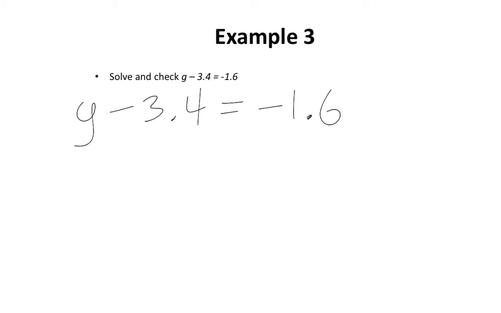We want to solve for g. In other words, we want to isolate g. However, g is stuck with negative 3.4. So we need to add 3.4 to both sides of the equation.